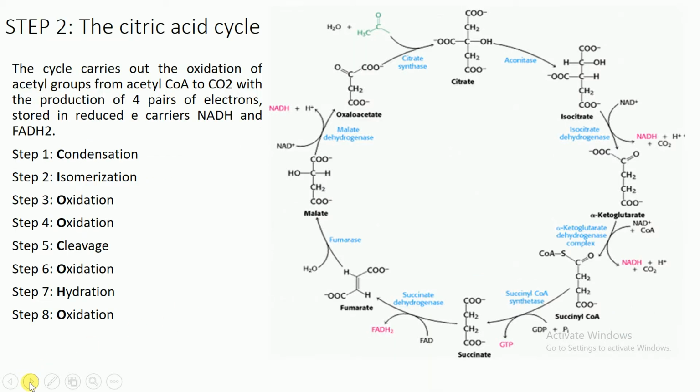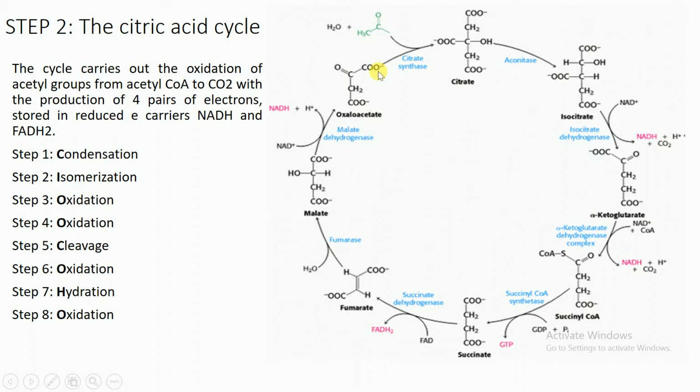Now coming to stage 2, the citric acid cycle. This cycle carries out the oxidation of the acetyl group from acetyl coenzyme A to carbon dioxide with the production of 4 pairs of electrons stored in the reduced electron carriers NADH and FADH2. So basically there are 8 steps in this cycle.